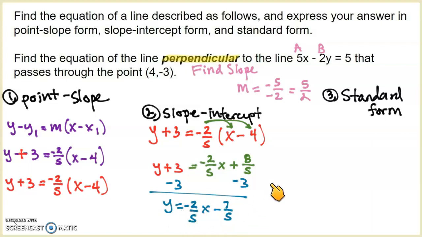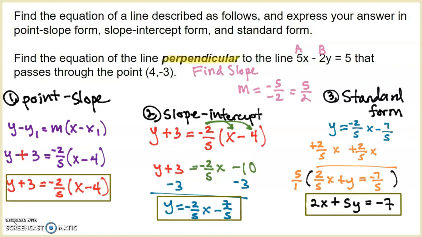And I take that equation, bring it over here so I can change it into standard form. And to change that into standard form, I'm going to move the x term over with the y. So adding 2/5 x to both sides because that was negative before. And I want to clear my denominator of fractions, so the LCD is 5, multiply the whole entire equation by 5, and this is the answer I end up with, 2x plus 5y equals -7.